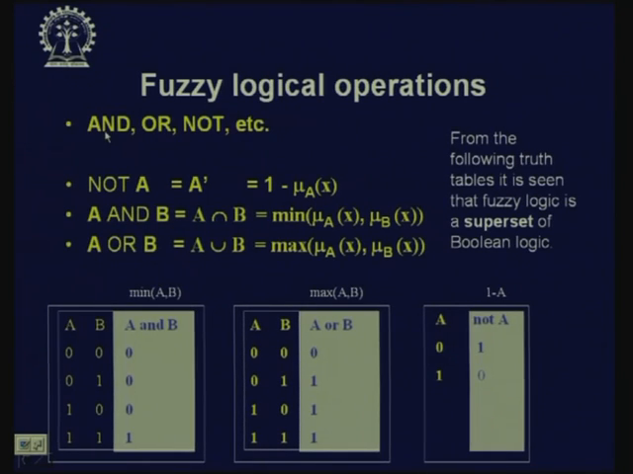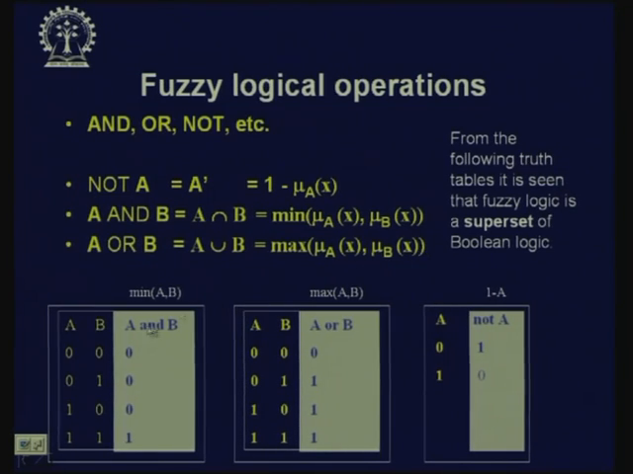The next operators that we are looking at are the typical AND, OR, NOT. We know that NOT of A, denoted by the complement of A, is 1 minus mu A(x). A AND B, which is essentially the intersection, applies to the element x that is in both sets: I take its membership in A and its membership in B and take the minimum. A OR B will be the maximum.